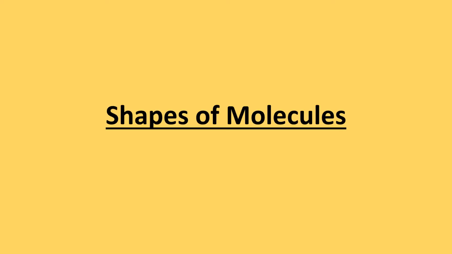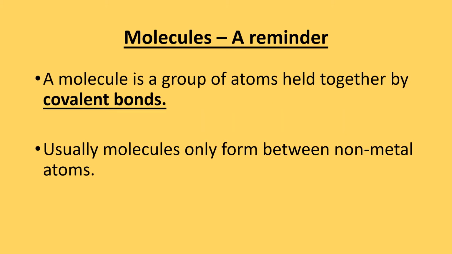Hi everyone, in this video we are going to have a quick look at shapes of molecules. So in a previous video we looked at the formation of molecules, and just a quick reminder, a molecule is a group of atoms held together by covalent bonds. So usually we're going to be talking about just non-metal atoms being involved in these. It's quite rare for a metal to be involved, but the idea here is that what we've got is a group of atoms joined together in a molecule.